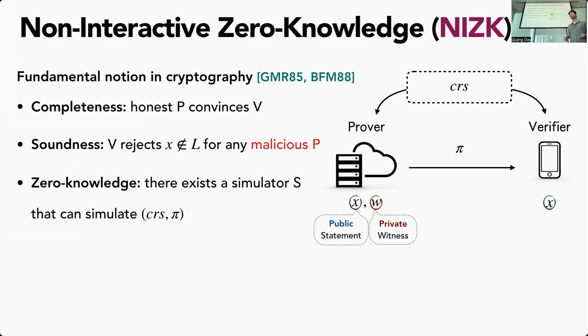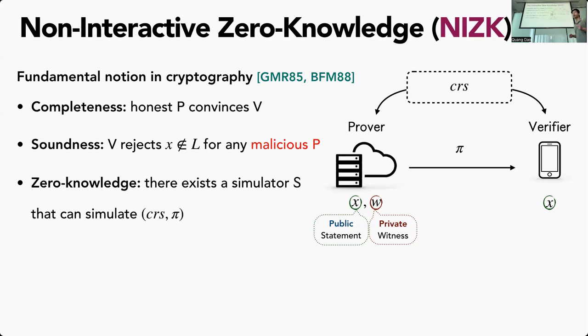And in this case, the proof system should guarantee three properties. The first property is that it should be complete, meaning that an honest prover would convince an honest verifier. And it also should be sound, meaning that the verifier should reject any statement that is not in the associated language to be verified. And this is regardless of what the malicious prover may do. It may send any proof string, and the verifier should reject with overwhelming probability.